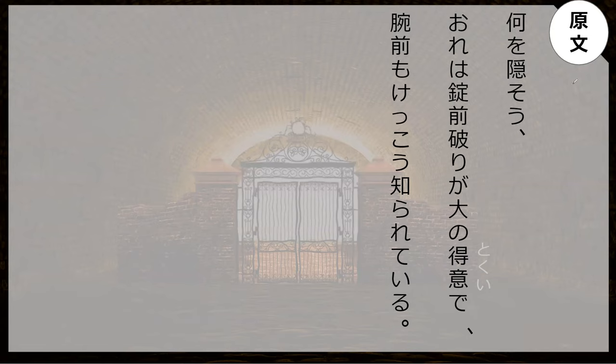Dai no tokui. De. Nani o kakuso, right? So kakuso. You know what so tells us? It's an assumption, in the shape of, looks. So nanika o kakuso. So as if hiding something, basically. Looking like hiding something. Ore wa chomae naburi yaburi ga, the breaking of the lock, dai no toki de is my great specialty.